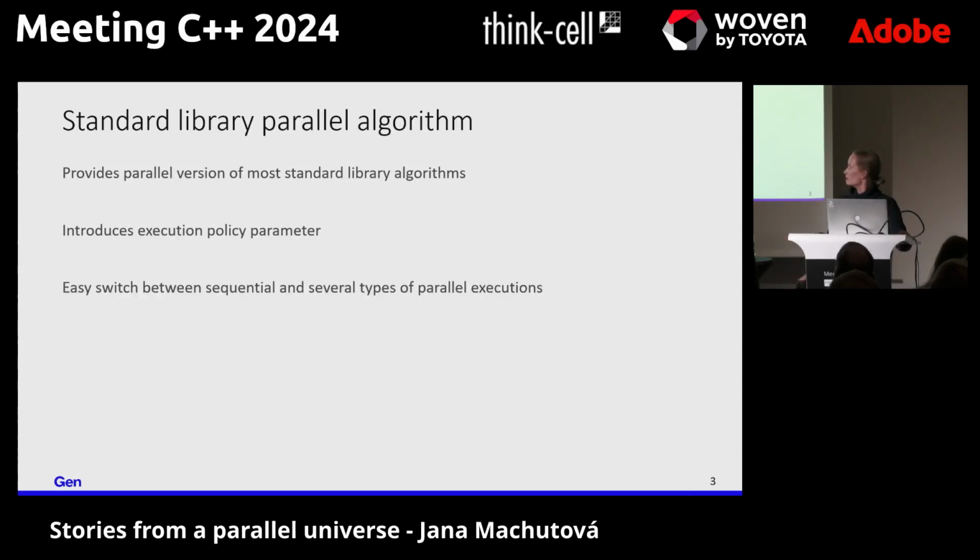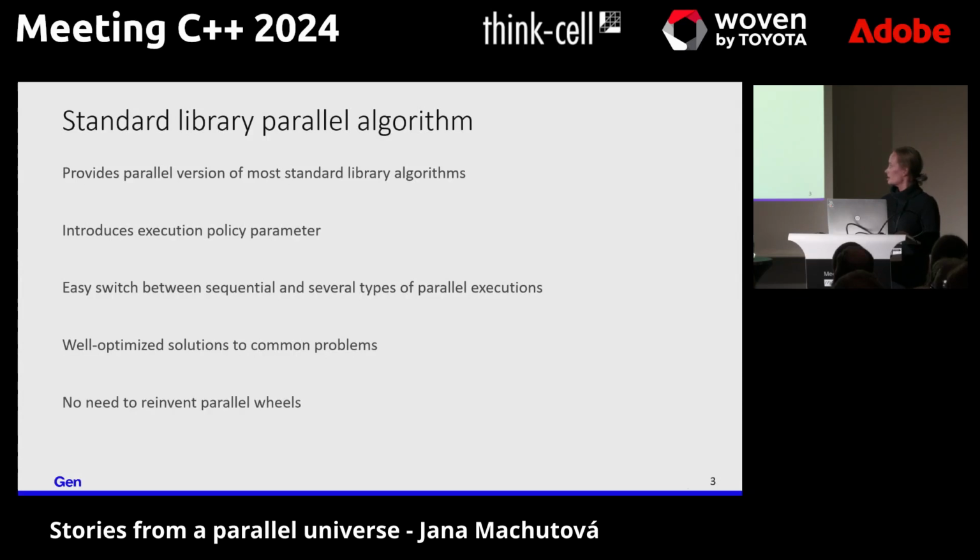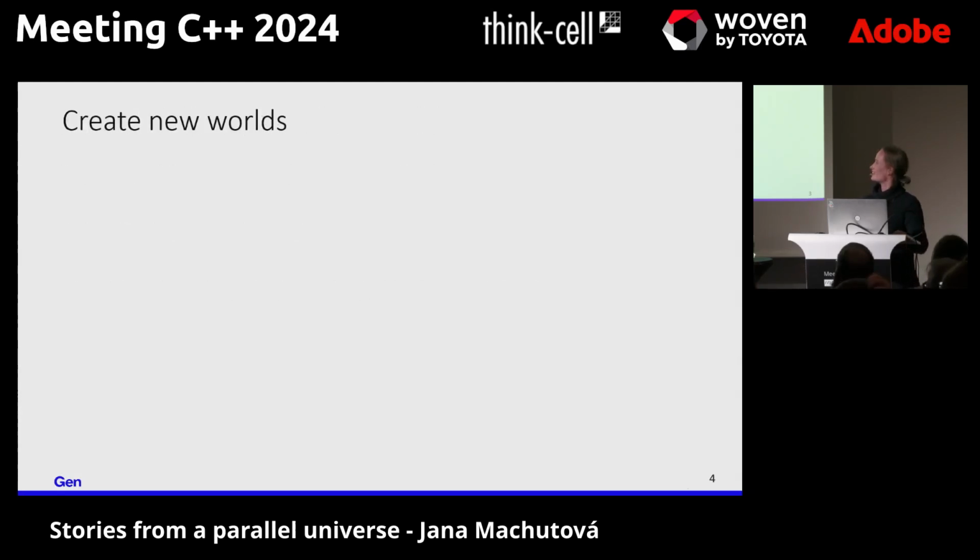It will also be nice because you will use the same algorithm for sequential and parallel, and you can switch easily. You have just one simple word you need to change to switch between sequential and parallel computation. So you can easily debug, easily switch, easily measure your performance. And you will get a well-optimized, well-known solution, widely used, so you don't need to develop it on your own. So don't reinvent parallel wheels and use standard library algorithms. That's the message of this talk.